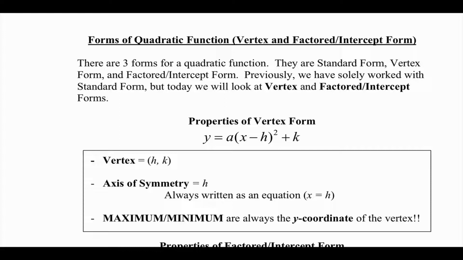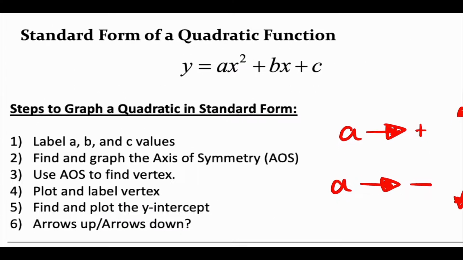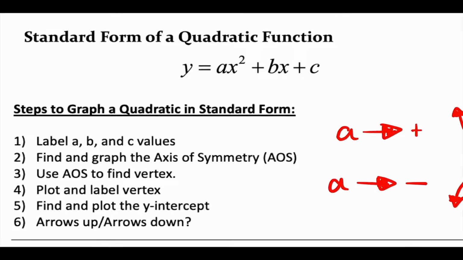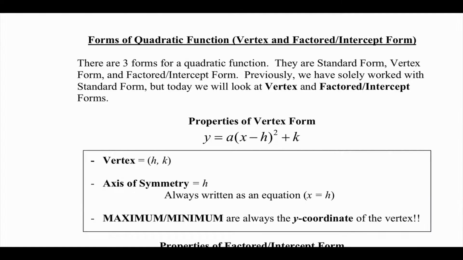Okay, so last Thursday, I think, last time we did notes, we talked about standard form of a quadratic. So standard form looked like this. Had an A, had a B, had a C. Okay, and then we looked at the different things and we graphed them. We found axis of symmetry. We found the vertex. We found the y-intercept. Is it arrows going up or arrows going down, right? We did all that. Today we're going to do the same thing, but for two different forms.